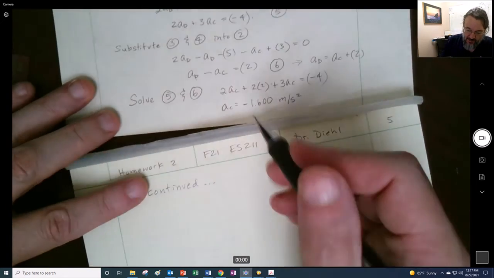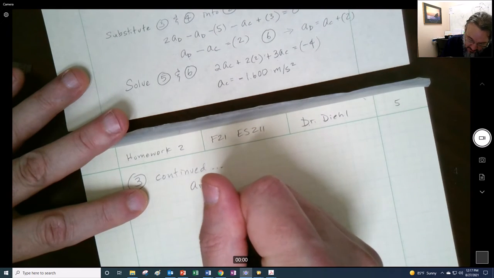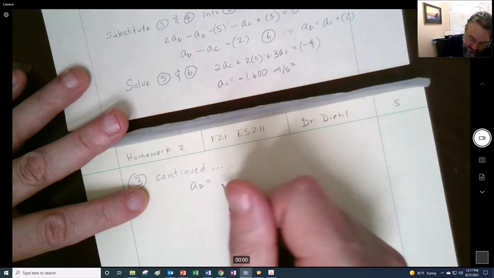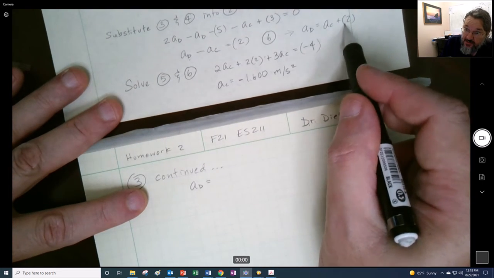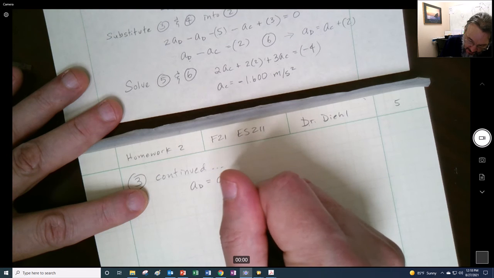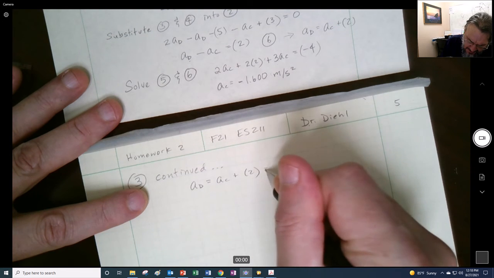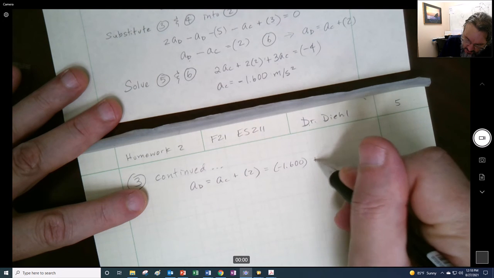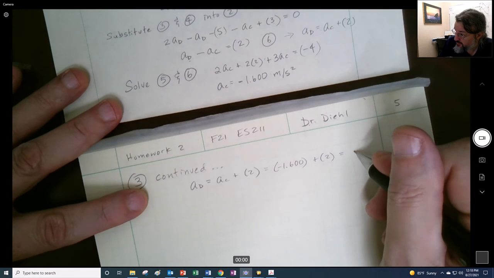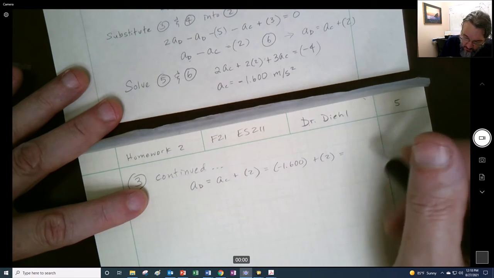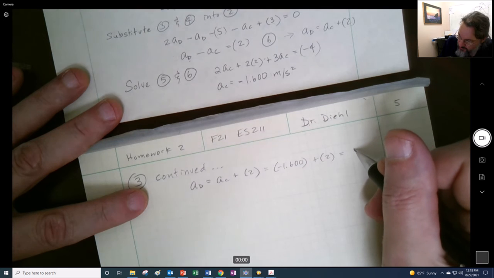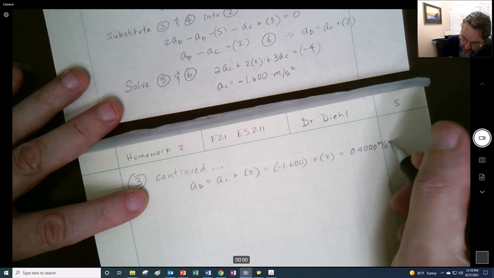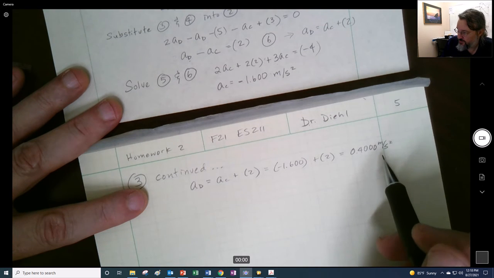Okay, so we found AC. We could find AD then. AD is going to be, right here, AC plus 2. I said 0.2, I meant 2. So that's going to be negative 1.600 plus 2. So obviously that's going to be 0.8, right? No, 0.4. Math is hard, kids. That's going to be 0.4 meters per second squared. And so that's going to be upwards. D is upwards.